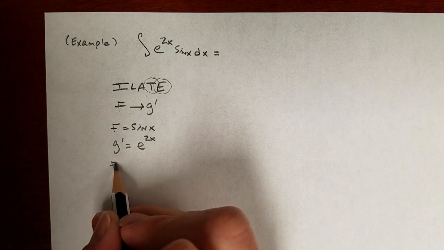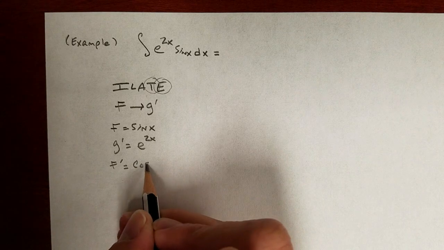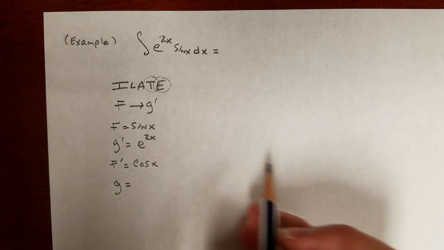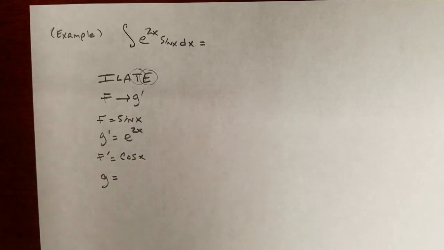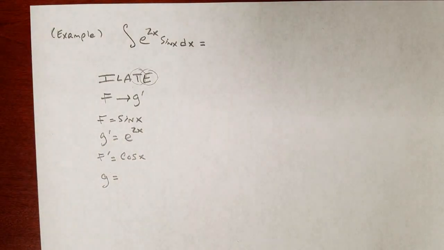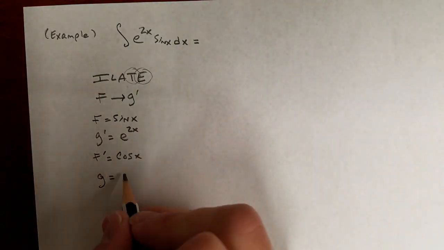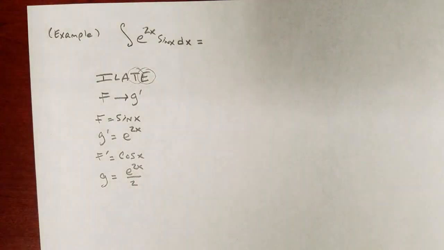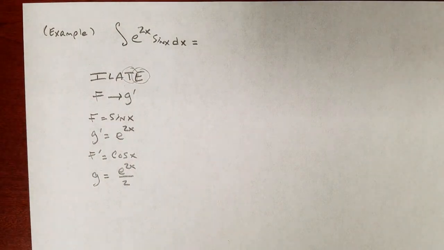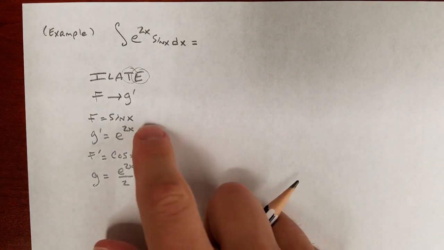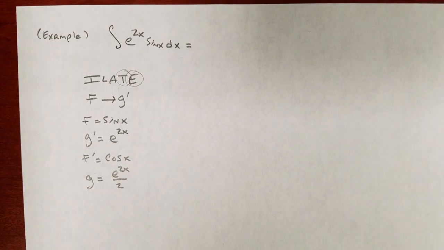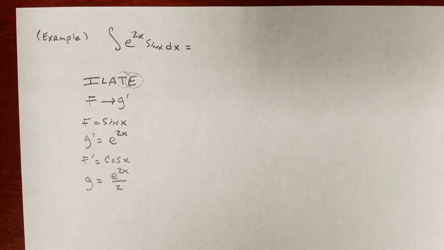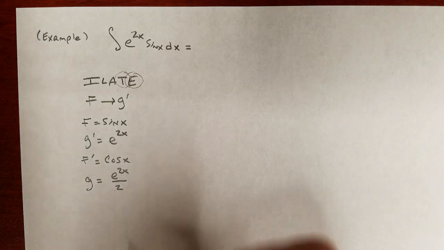I need f prime, cosine, and I need g. I need the antiderivative of e to the 2x, whatever that might be. It's going to be, by u substitution, e to the 2x over 2. So there's u substitution again. I don't mind showing you the details on that some other time, but for the sake of this video and this problem, that's what you're going to get by u substitution. So I have everything.